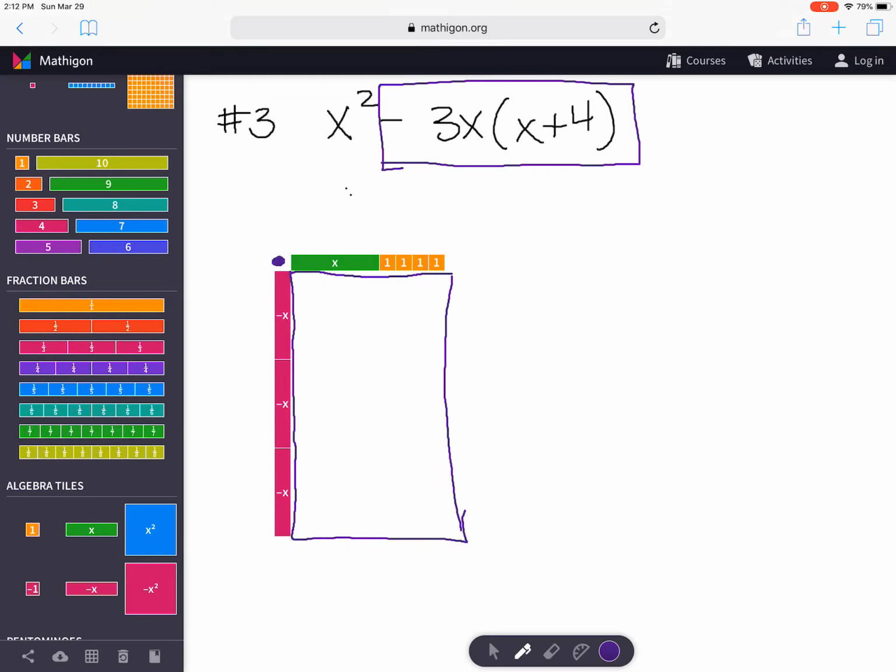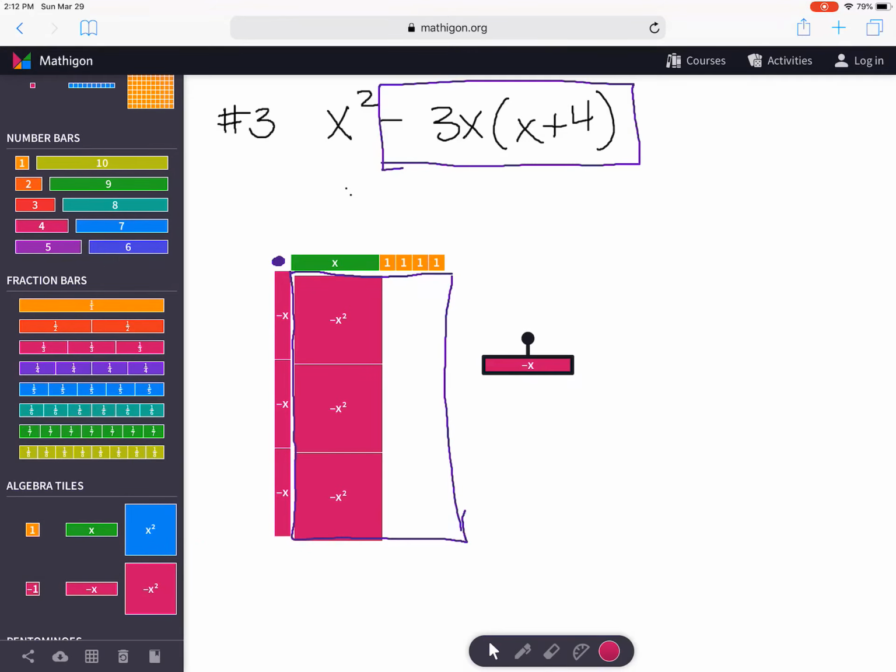So if I'm going to multiply a negative x times an x, that's going to give me a negative x squared. And then if I do that again, I have this one here, a negative x squared and a negative x squared. Now for the second part here, I have a negative x times a 1. So for each one of those, when I multiply those together, I end up getting a negative x. So multiply this again, get another negative x.